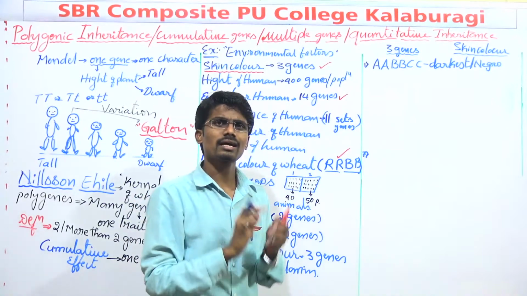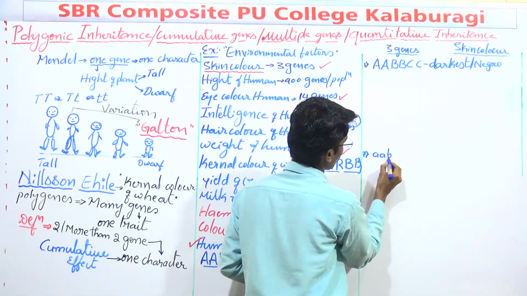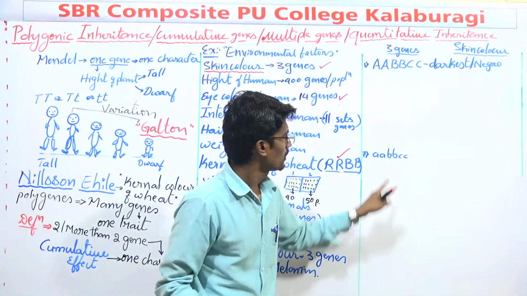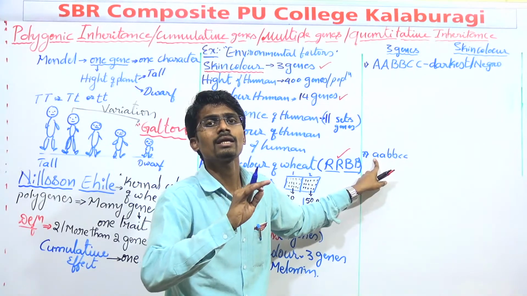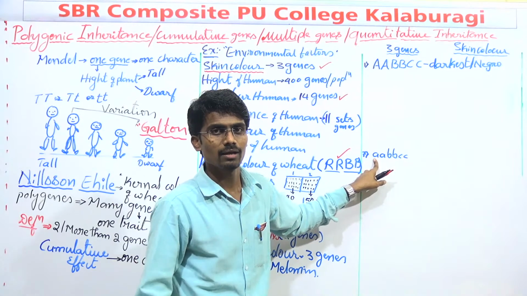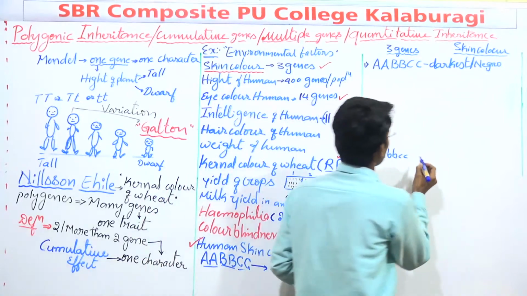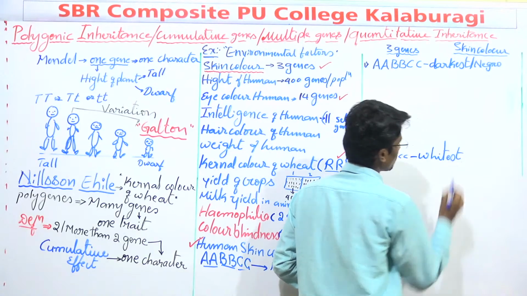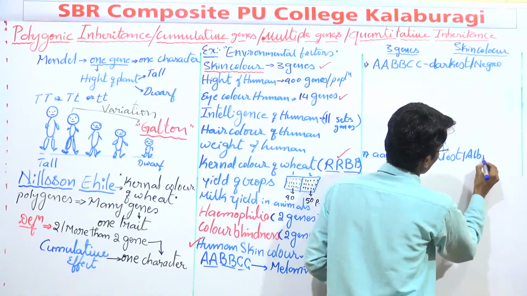If all alleles are recessive, like small a, small a, small b, small b, small c, small c, what is the skin color? These 3 recessive genes cannot produce any melanin. When they don't produce any melanin, they are very whitish in color, like albino. And these are known as albinos.